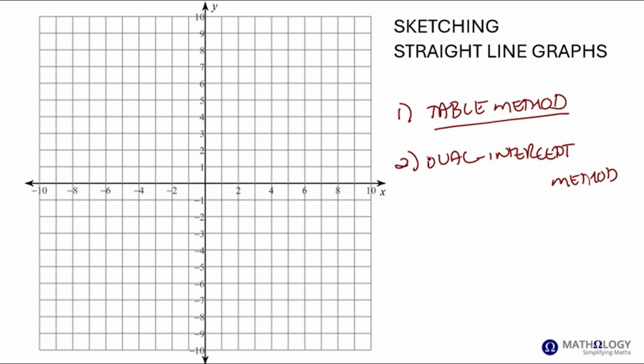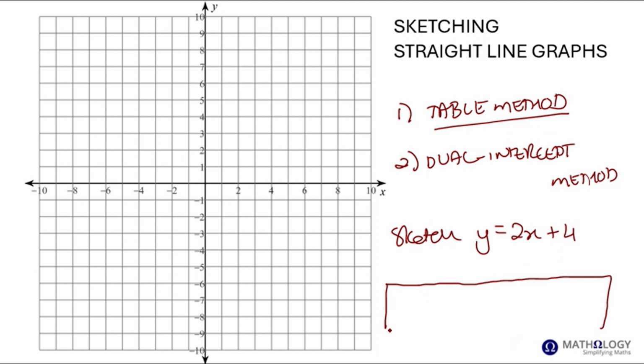So before we get to the dual intercept method, we are going to first do the table method. Let's say we want to just sketch the function y equals 2x plus 4. We'll draw up a table of values, and when you draw up a table of values, you can use a ruler. You draw up a neat table.